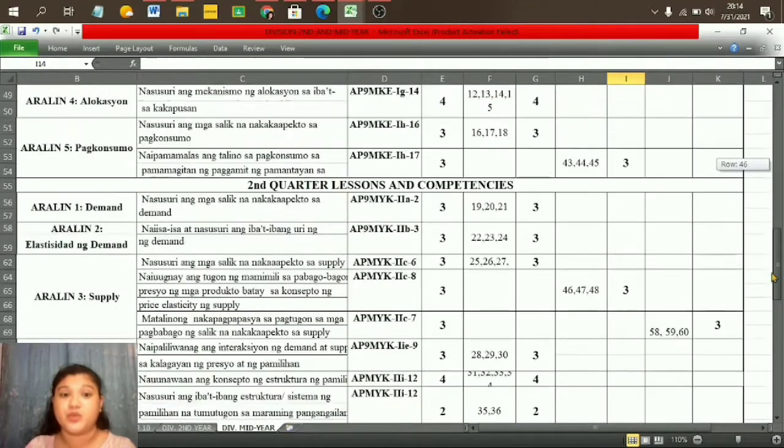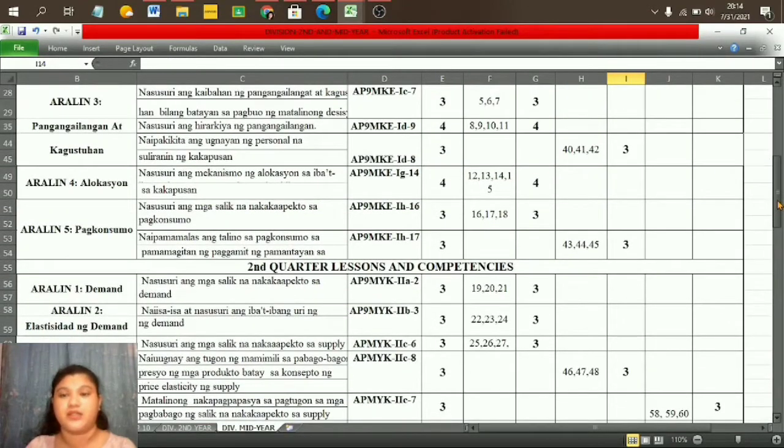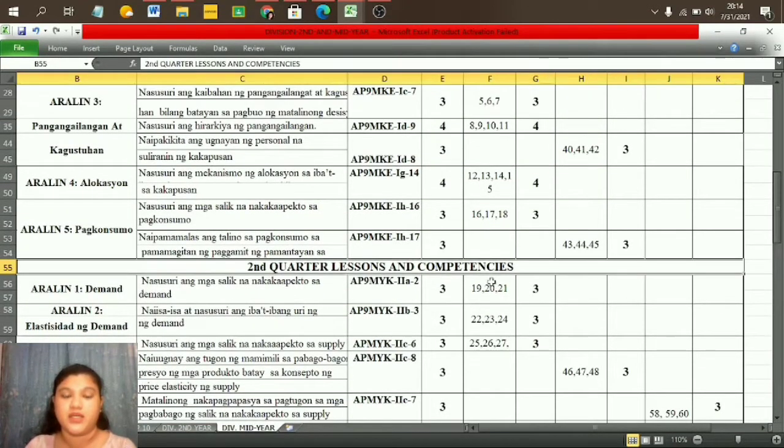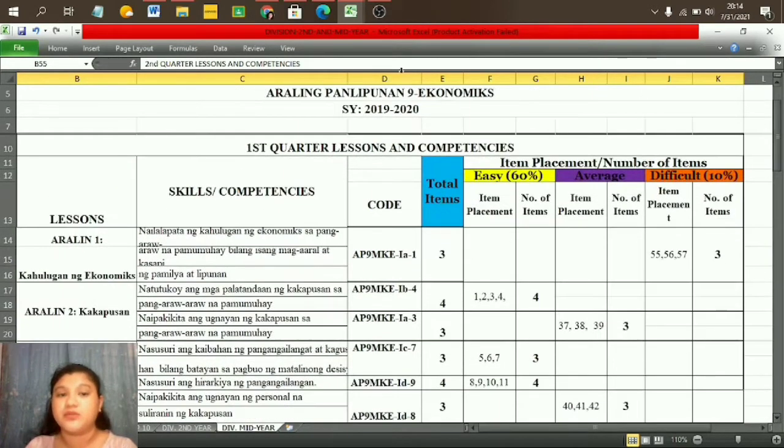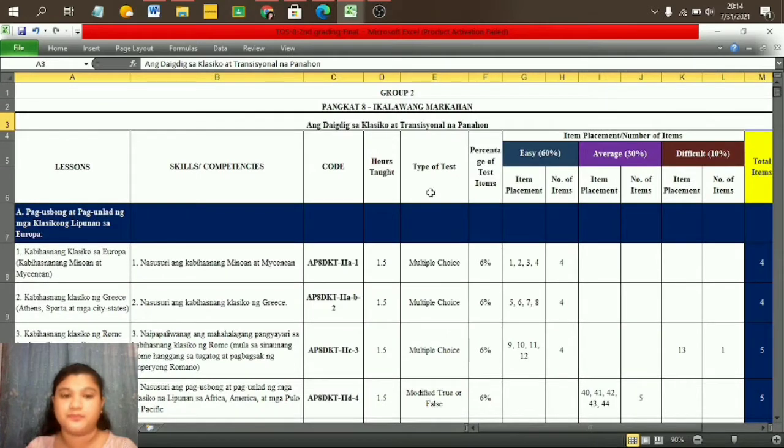So actually, this is 2 quarters. We can see the first quarter was the first one, and here now is the second quarter. So now let us proceed to another example. This one is the grade 9, pangkat 9, that we talked about last time.